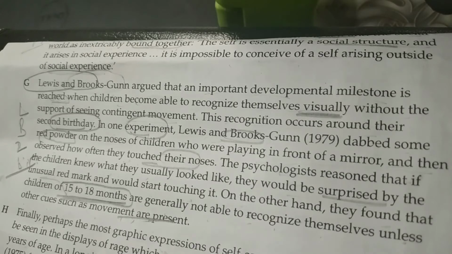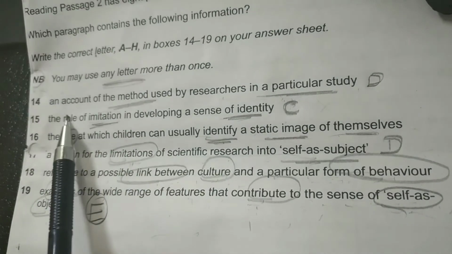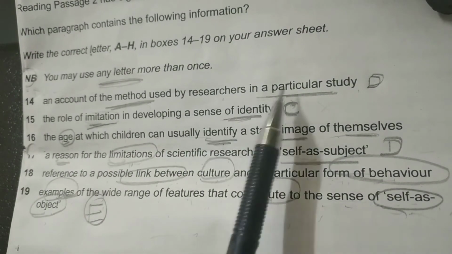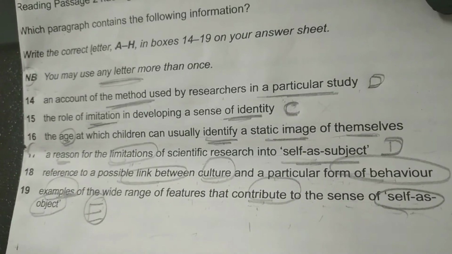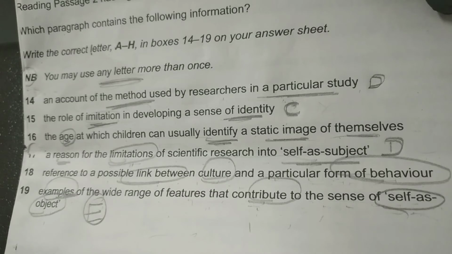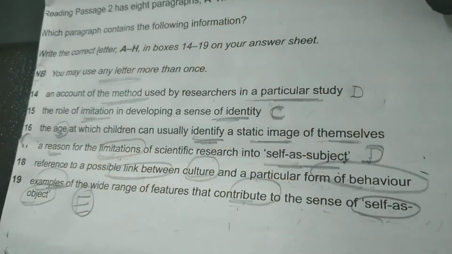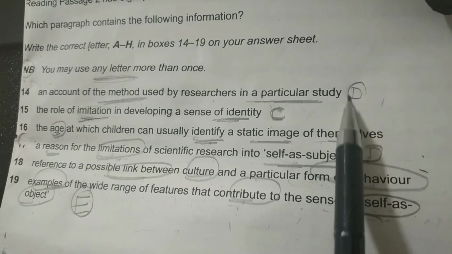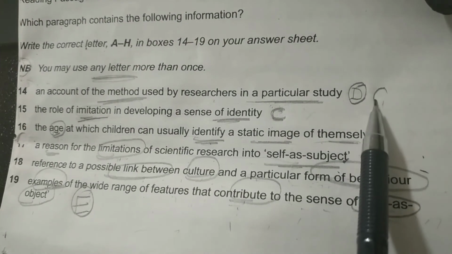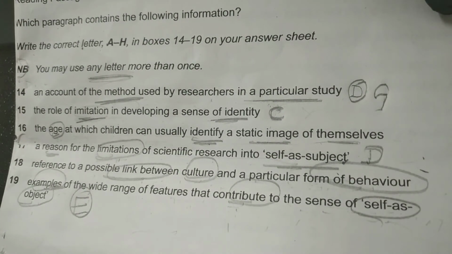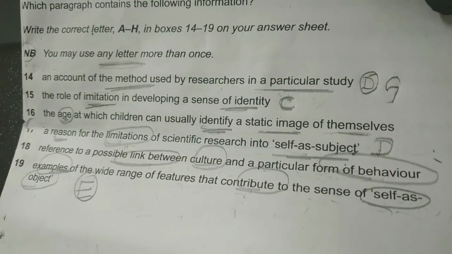Now let's go to the question. Actually the questions are on my text. The account of the methods used by researchers in a particular study. Yes, the study is going on. They dab some powder on the nose of the children to see whether they recognize themselves or not. So this is the experiment and the method also, that the powder was dabbed on the nose of the children. So now I say that D is not the answer. In my opinion, G is the answer, because they dab the powder on the nose. This is the method that they use for the particular study.